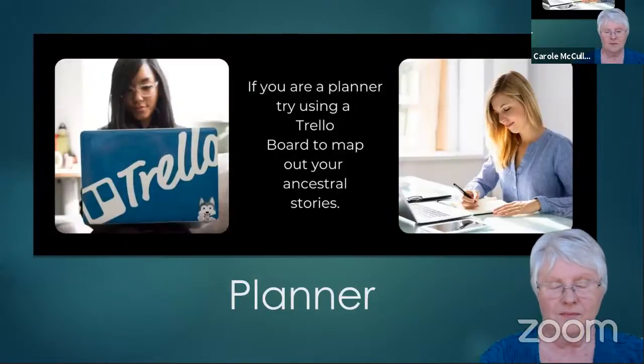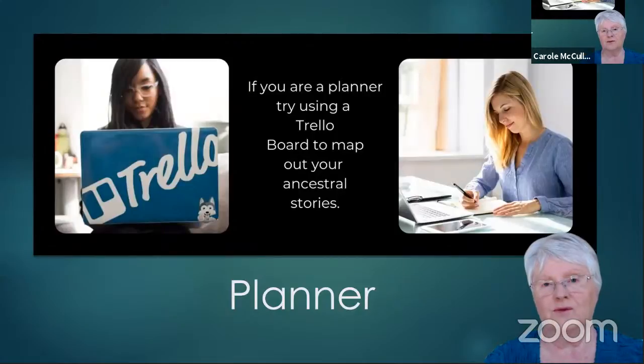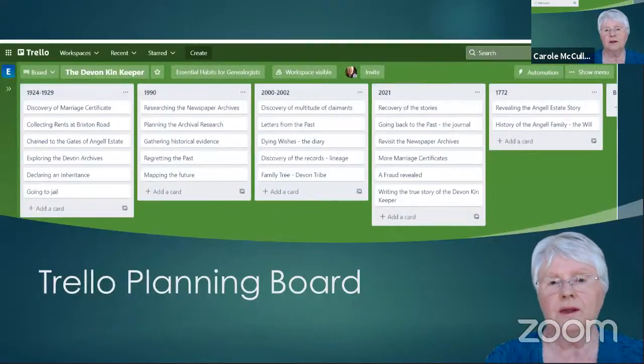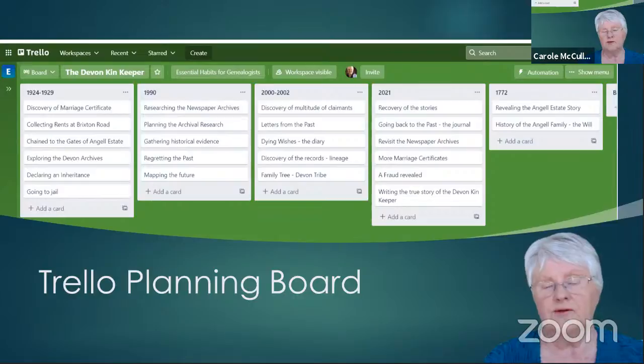If you're a planner and you like to make careful plans of your writing, you might like to use this tool called the Trello board. I use this from time to time in compiling the framework for the stories that I want to write about my ancestors. Trello is a free system that you can use online. And here's an example that I began taking the ideas from my post-it notes and creating what we call cards.